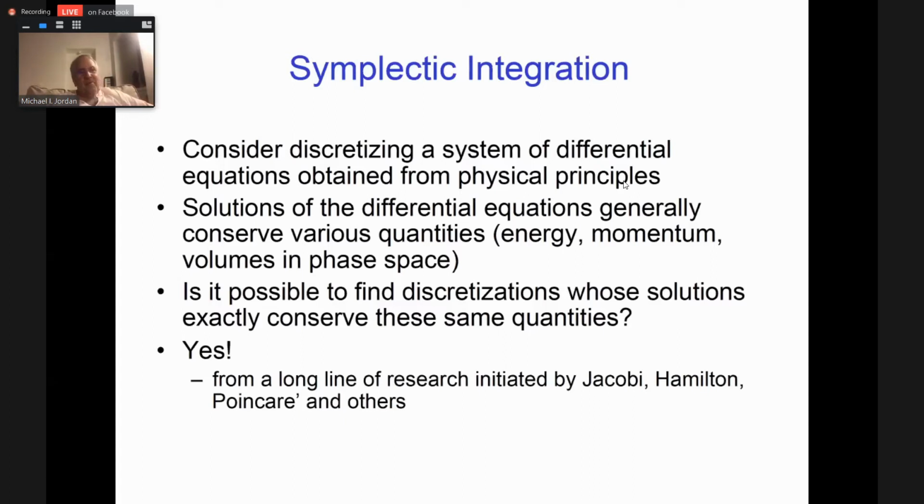So let me say a little about what symplectic integration is, if you don't know already. This is a topic that goes back over 100 years, developed by people like Jacobi, Hamilton, Poincaré, and others. And they were interested in discretizing differential equations. Not entirely clear why, because it was before there were computers, but clearly they had lots of differential equations in their lives. They had Maxwell's equations, they had Newtonian mechanics, and so on and so forth.